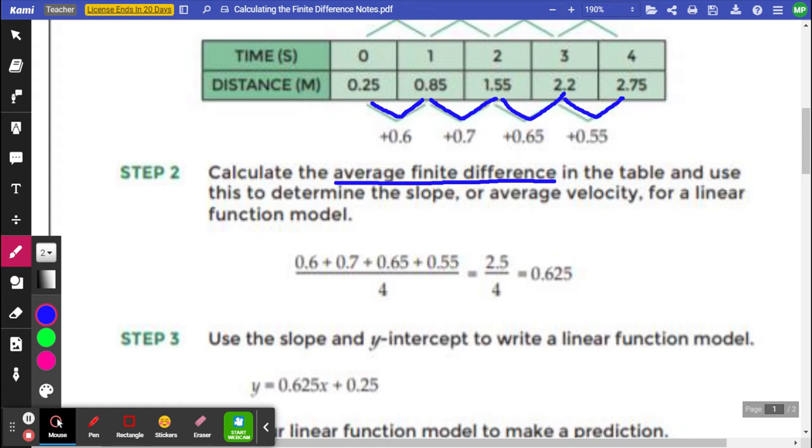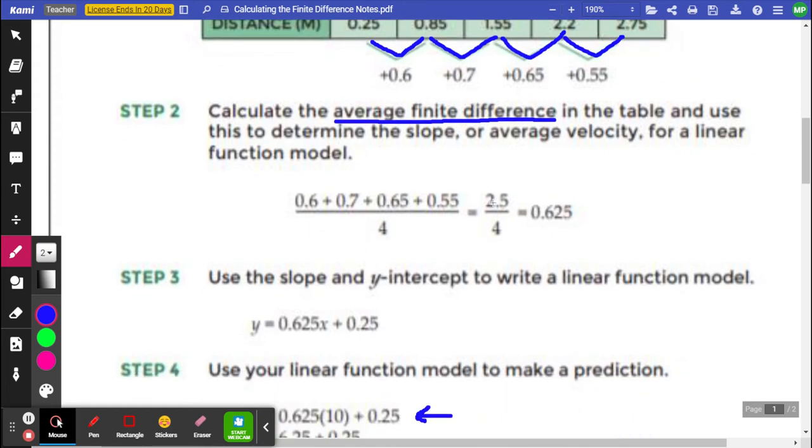Approximate, yes. Good. Okay. So you got 0.6 plus 0.7 plus 0.65 plus 0.55. That equals 2.5. And you're going to divide it by however many that you added together. So this is 1, 2, 3, 4. So the approximate slope is 0.625.